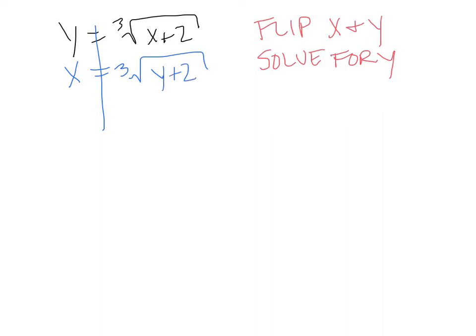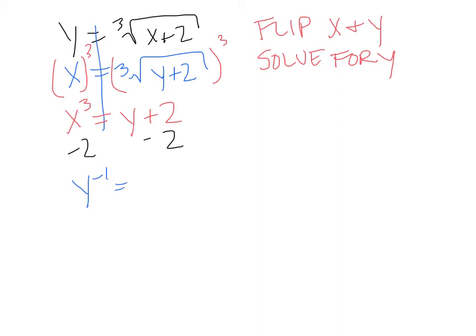Alright, in this case, I don't have anything to move, so I can go ahead and start cubing things right away. Cube that side to undo the root, so I gotta cube that side. So we're going to know x cubed equals y plus 2. One last thing to do is to deal with the 2. And we can say our inverse function is x cubed minus 2. Since I'm dealing with an odd power, I don't have to worry about any extra domain restrictions or plus or minuses, and I can say that I'm totally done.